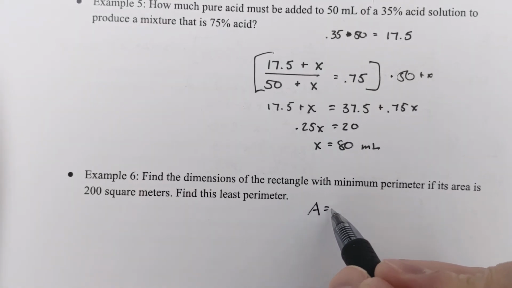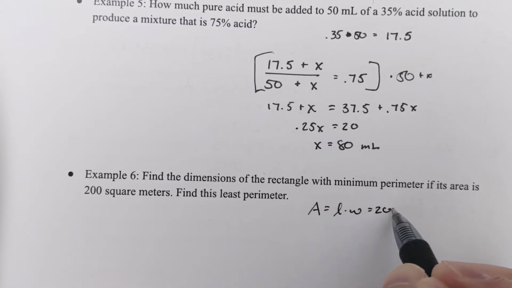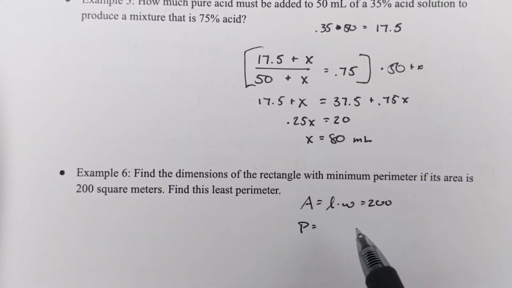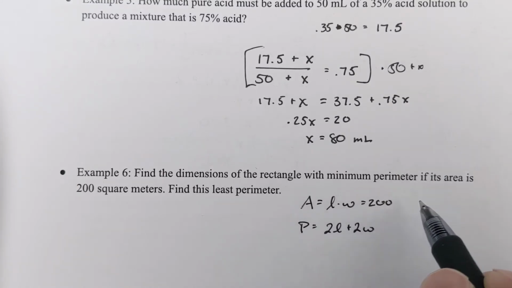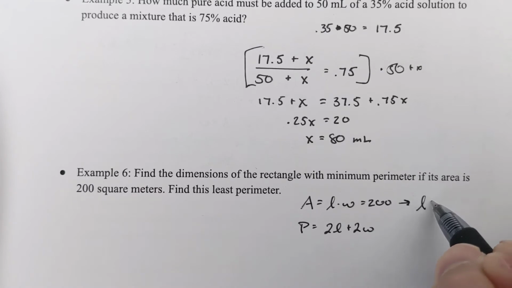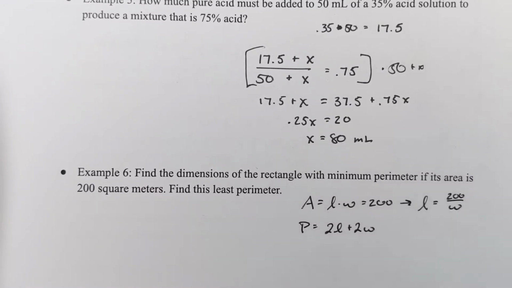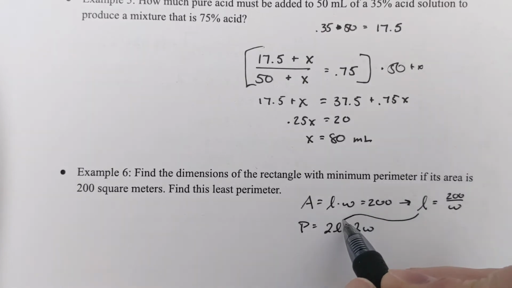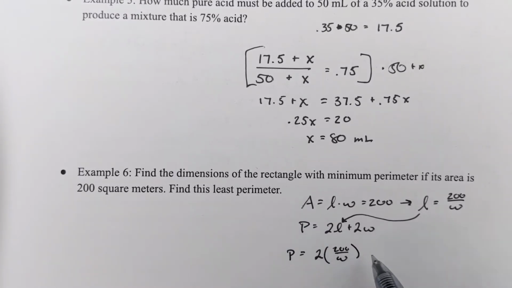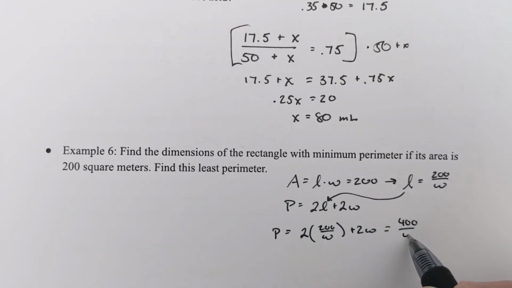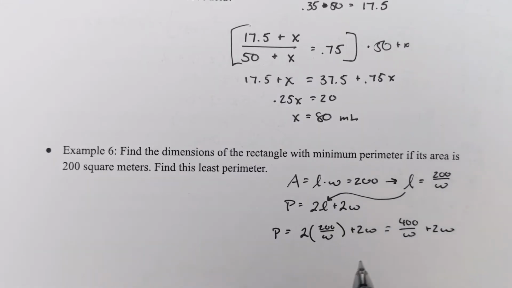So I know that the area is length times width, which is 200. I know that the perimeter of a rectangle is 2 lengths plus 2 widths, and this is the equation I want to make as small as possible. The problem is I have too many variables, so I need to solve the area equation for one of my variables. We'll just solve it for L. So L is equal to 200 over the width, and I can substitute this L in. So the perimeter is 2 times 200 over W plus 2W, which is 400 over W plus 2W.